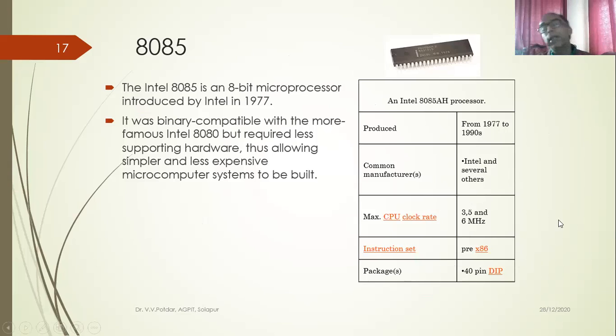Maximum CPU clock rate: 3.3, 5, and 6 megahertz. Instruction sets: pre-86, right? Thereafter, we had 286, 386, 486, and 586. Package: 40 pin, so the 8085 has 40 pins. It was binary compatible with the more famous Intel 8080, but required less supporting hardware, thus allowing simpler and less expensive microcomputer systems to be built.